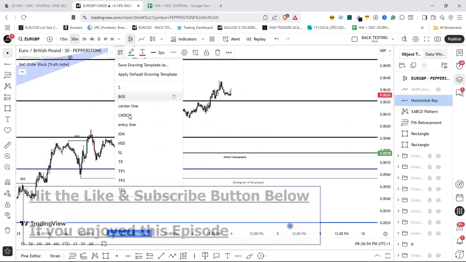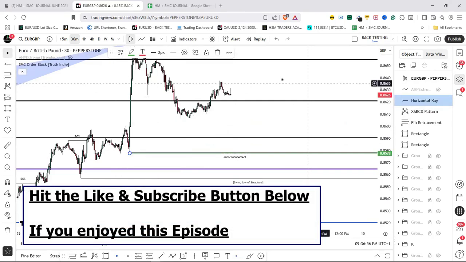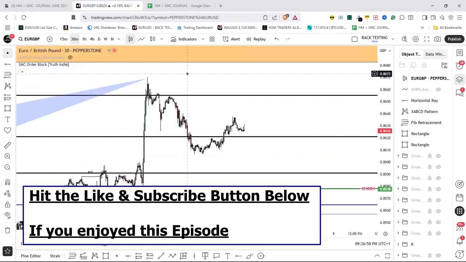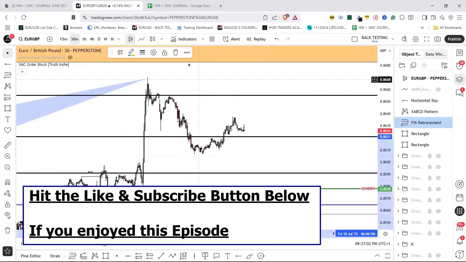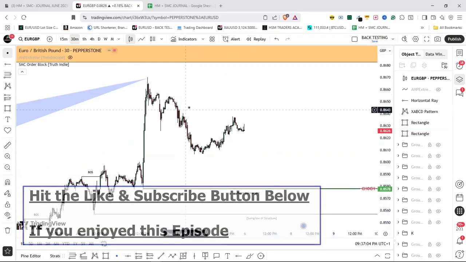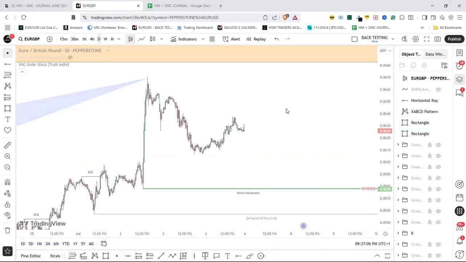Price, I'm not taking it out. So we don't have a structure shift for this trade, and then we don't have a sweep. So there is nothing to look for here. So this one, I'll just leave it like this for now.